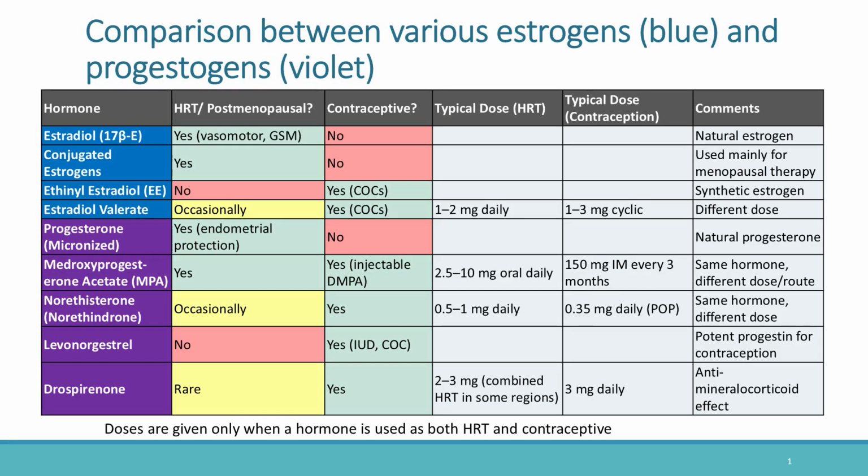For example, estradiol in HRT, ethinyl estradiol in contraception. Progesterone for HRT, levonorgestrel in contraception. There are only a few exceptions to this approach. For example, MPA for both, but at a different dose. This slide reinforces one of the most important principles in pharmacology. The clinical effect of a drug depends not only on the drug itself, but also on dose, route, and therapeutic context.